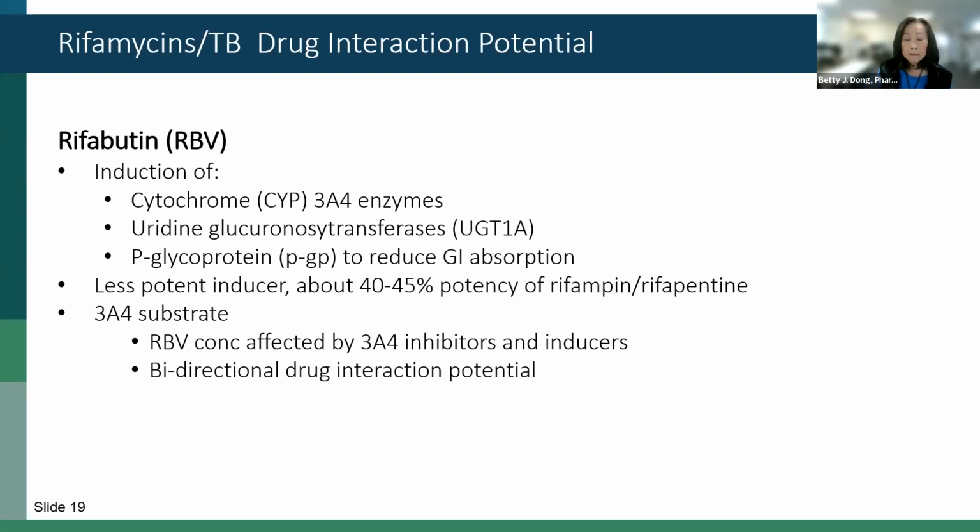so that there can be bidirectional drug interaction potential, where the rifabutin concentration can be affected by 3A4 inhibitors and inducers, as well as rifabutin causing induction. So this can be a somewhat more complicated drug interaction profile depending on which agents we're combining it with.